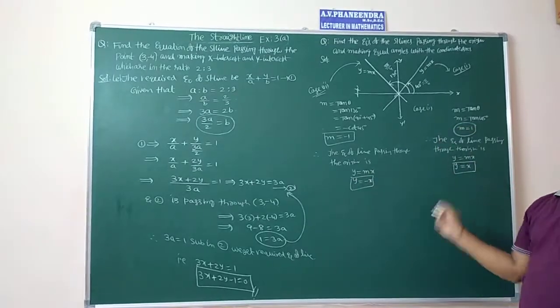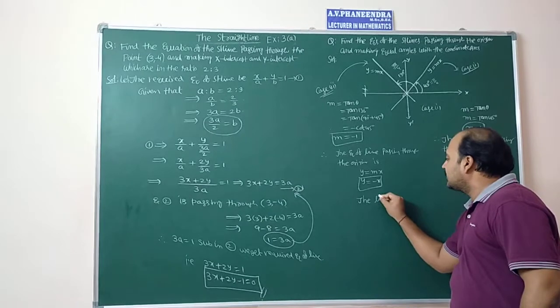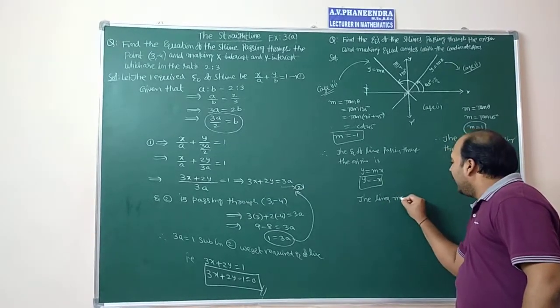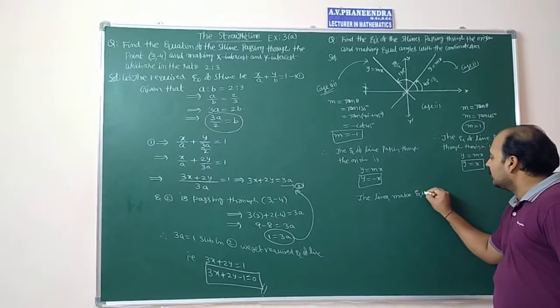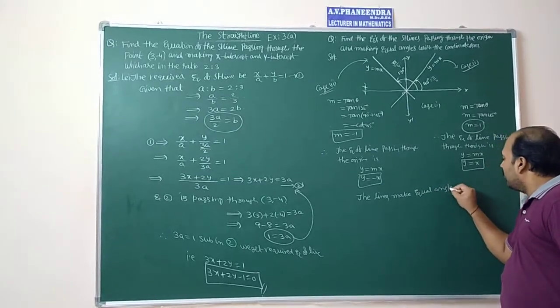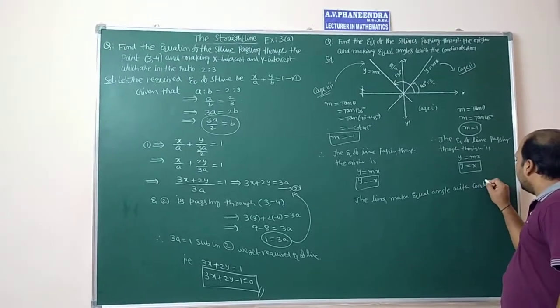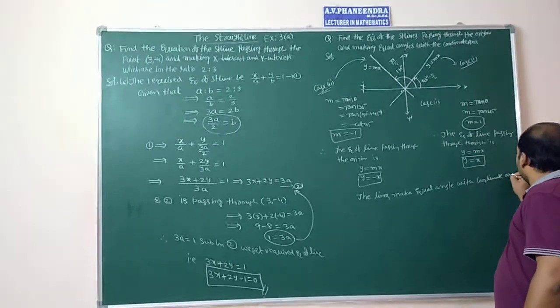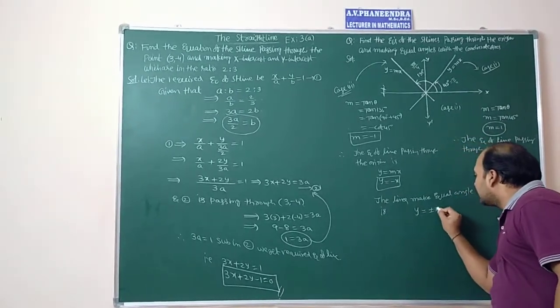So from these two, we can conclude that the required equations of the lines which make equal angles with the coordinate axes are y = plus or minus x.